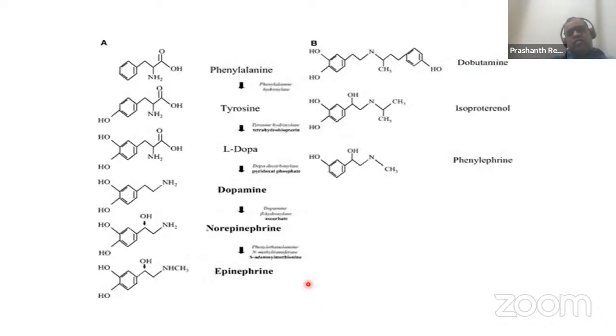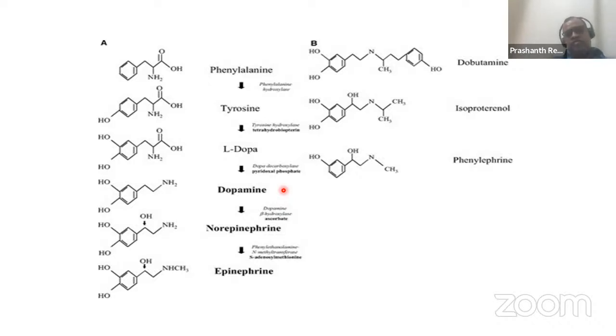So these are different types of sympathomimetic agents, catecholamines. The synthesis of the endogenous catecholamines happens from phenylalanine, which is converted to tyrosine by phenylalanine hydroxylase. Then tyrosine is converted to L-dopa by tyrosine hydroxylase. L-dopa is converted to dopamine by dopa decarboxylase. Then this is the first catecholamine which has action on beta and alpha receptors, which is sympathomimetic.